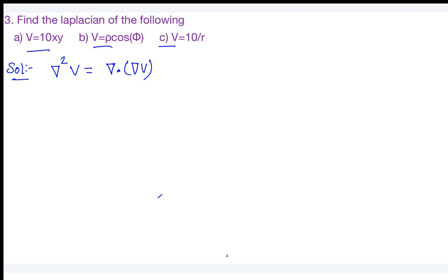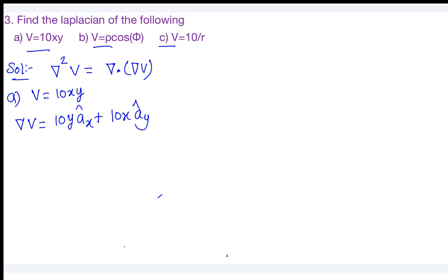In the first case, the given scalar is 10xy. What is the gradient of this? When finding the gradient, differentiate with respect to x, so that will be 10y a_x, plus differentiate with respect to y, so 10x a_y, and there is no z term, so the differentiation is straight away 0.